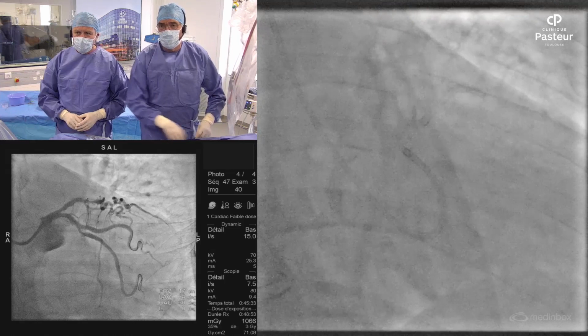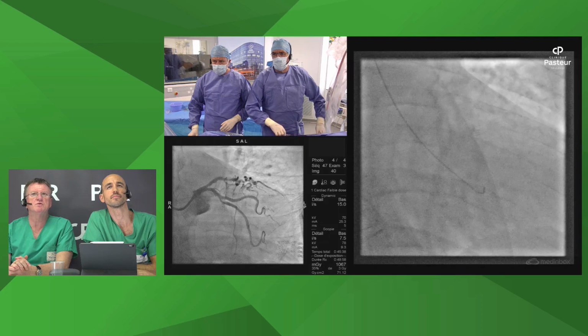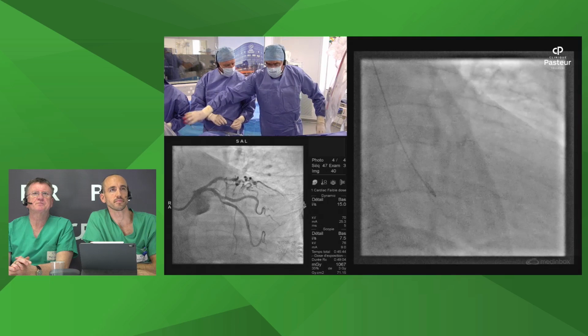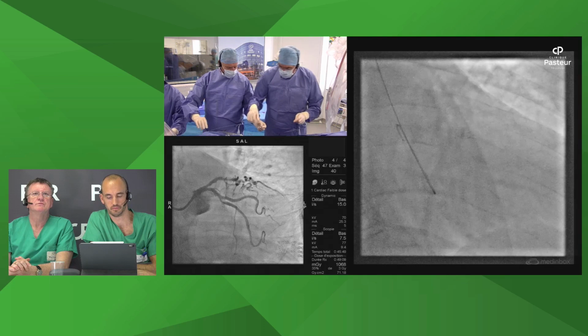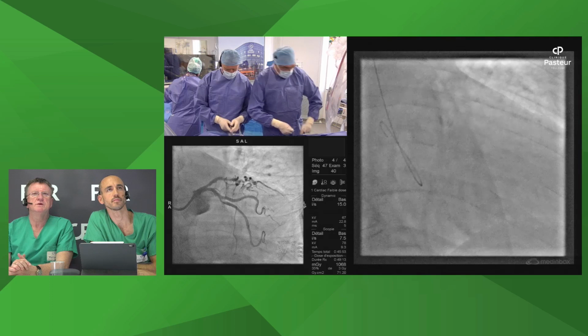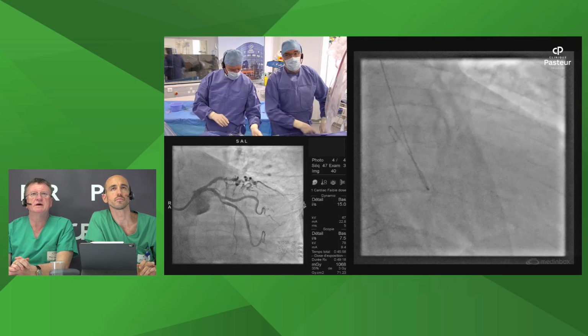So with a 375 guide, you may have more support. The other option is also the Amplatz left, AL2 or AL3. This is another option, but I don't want to be too aggressive with the Amplatz left. An AL2, I mean, she's not a very tall lady, is she? And it will be a big guiding catheter to manipulate in that aortic root.